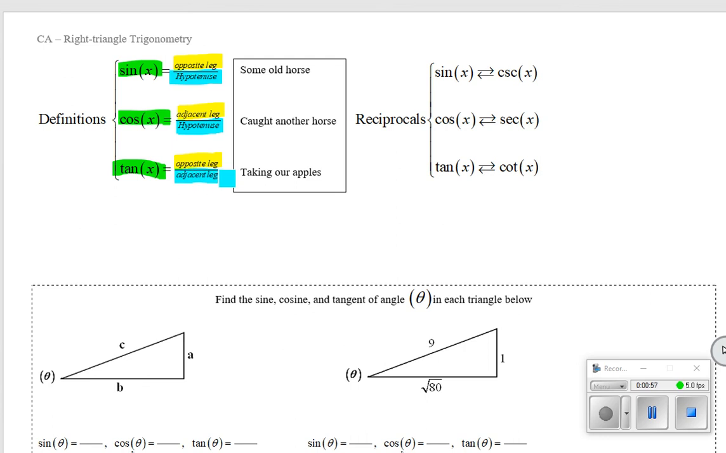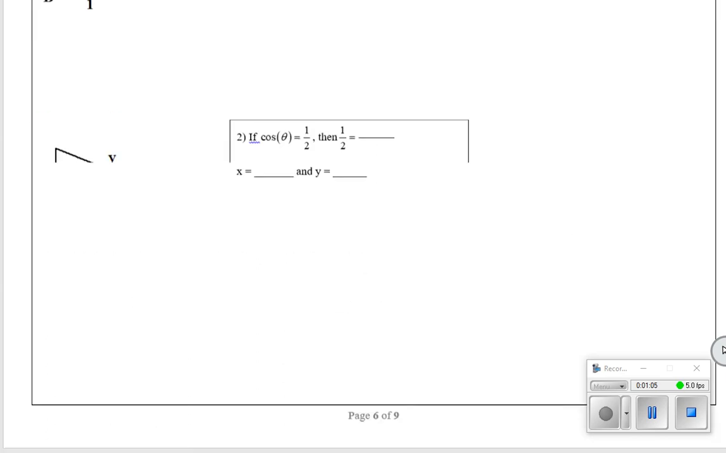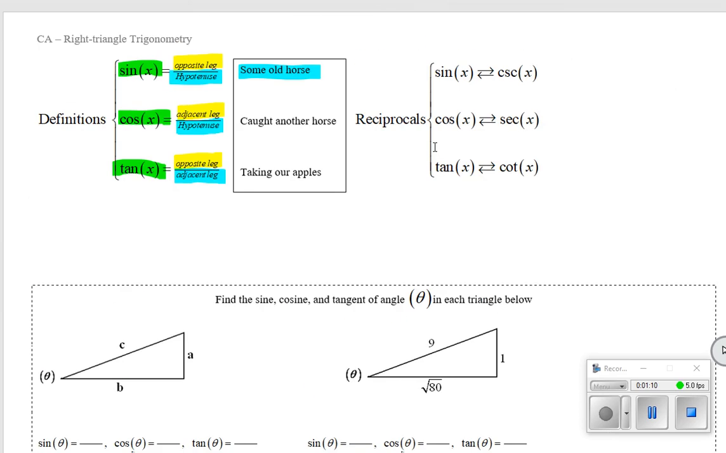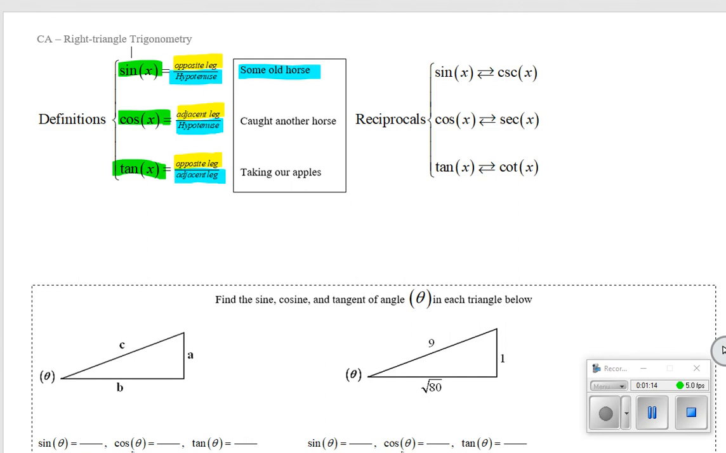Some people remember that by saying SOH CAH TOA: Some Old Horse. Sine is opposite over the hypotenuse. Cosine is adjacent over the hypotenuse, and tangent is opposite over the adjacent. Some people remember that: Some Old Horse Caught Another Horse Taking Our Apples.